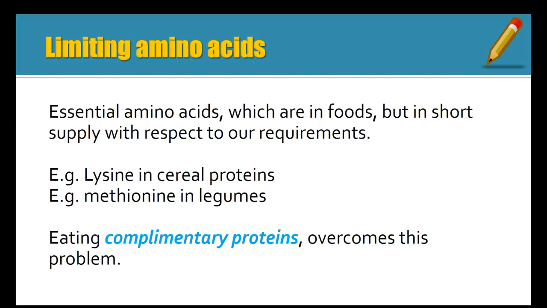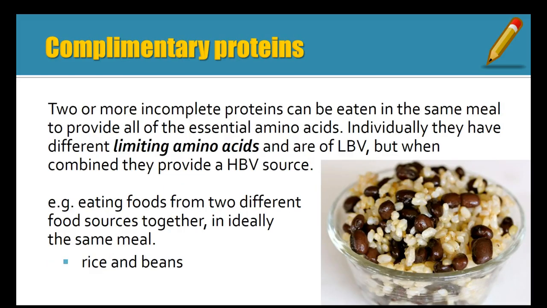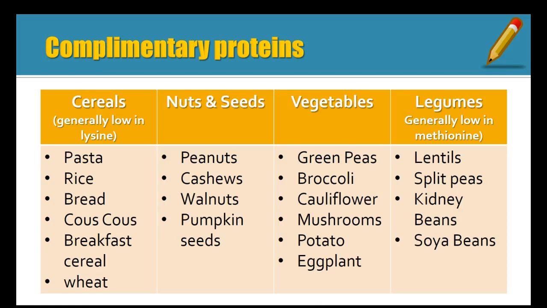So what we do to limit that is you can actually pair incomplete sources of proteins to form complementary proteins, to make sure that you're combining the correct amount of amino acids to get all of your required nutrients. These proteins have a low quality and therefore have a low biological value compared to complete protein sources. So eating foods that have two different protein sources together will make a complementary protein. An example of that is rice and beans. So here's an example of all of your complementary proteins.